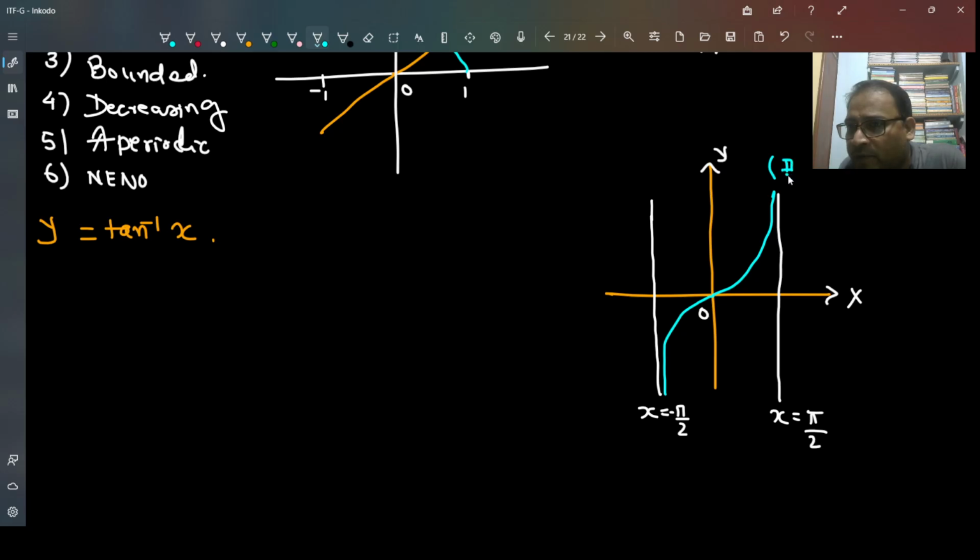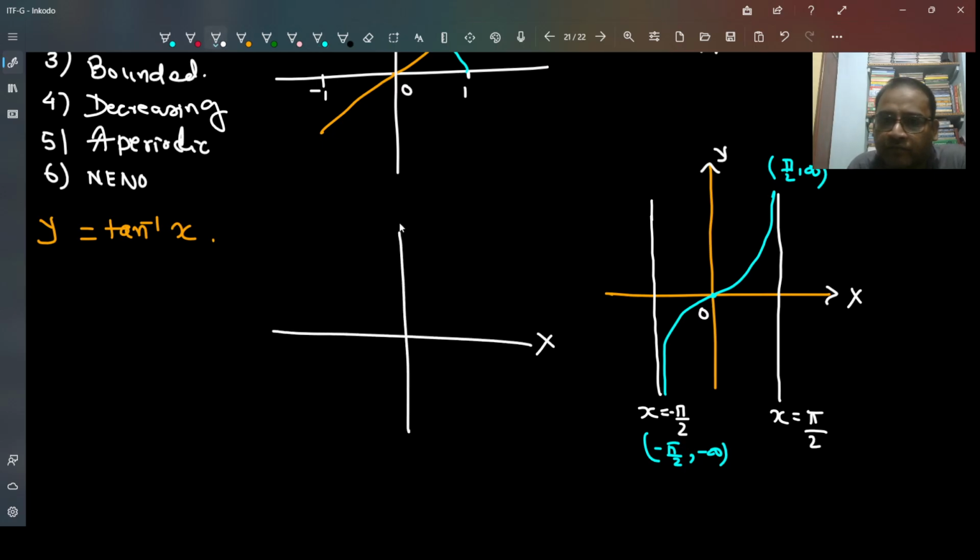So at the point pi by 2, the curve approaches infinity, and it is meaningless to write the coordinates as minus pi by 2, since it is going to minus infinity. It gives the sense that when you take x as minus infinity, y will be minus pi by 2. When you take x as plus infinity, y goes to plus pi by 2, and 0 goes to 0. Now the asymptote x is equal to pi by 2 becomes the asymptote y is equal to pi by 2. So first of all, we draw the asymptotes.